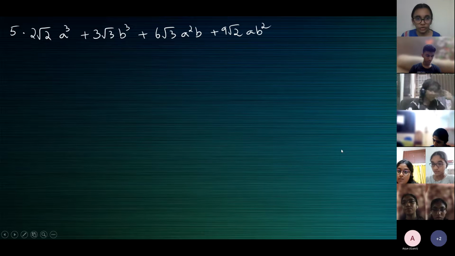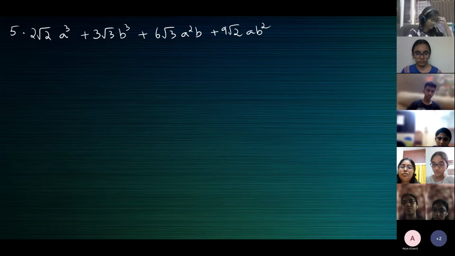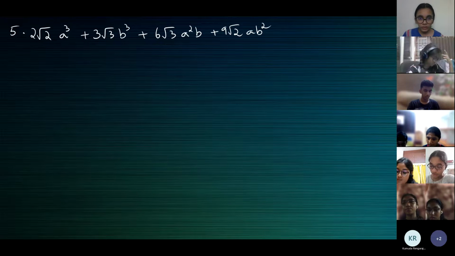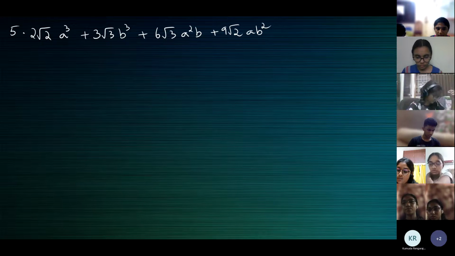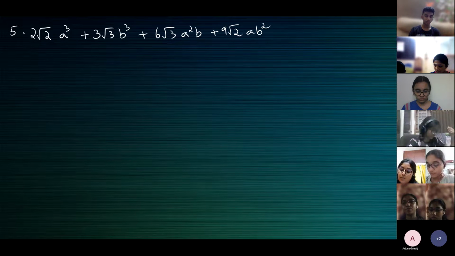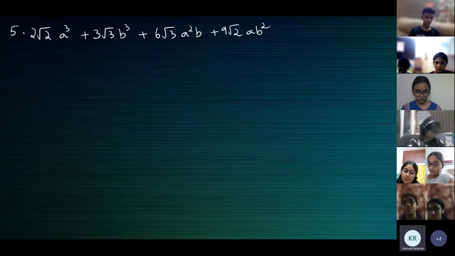Ma'am, A plus B the whole cube. Yes, expand A plus B the whole cube. That is the derivation; I don't want the derivation. What's the identity finally? A cube plus B cube plus 3A square B plus 3AB square.